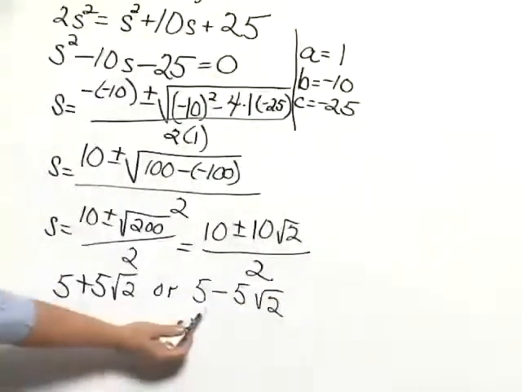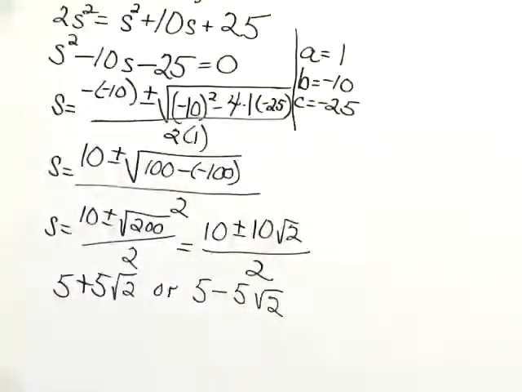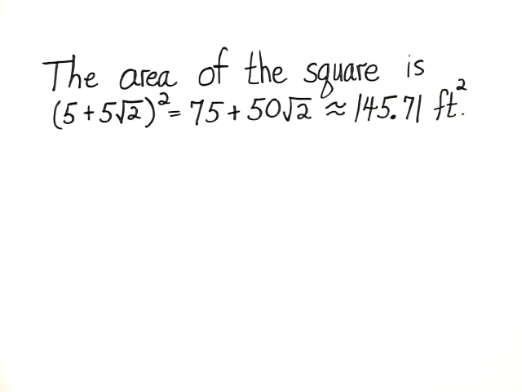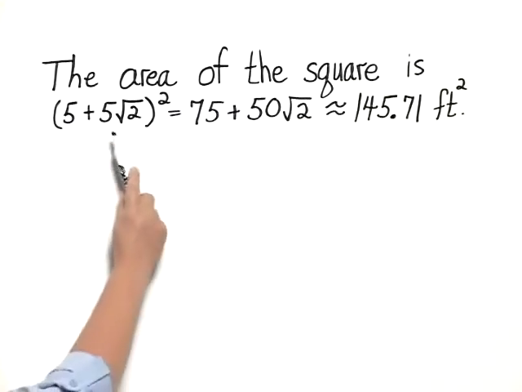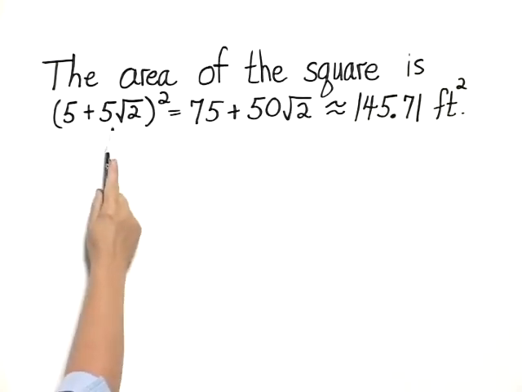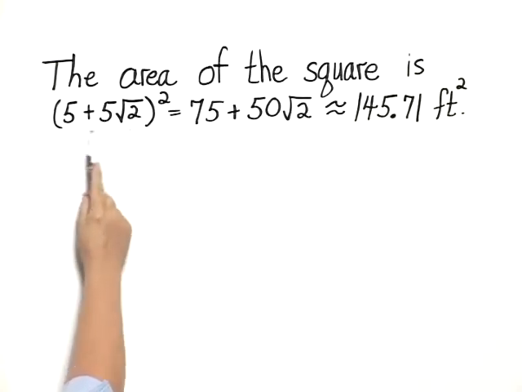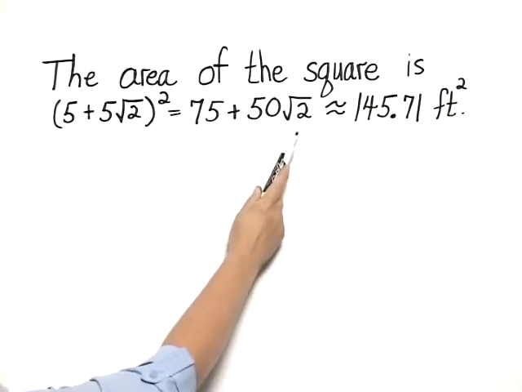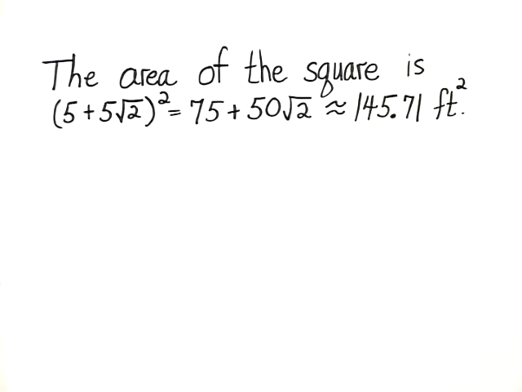Now it turns out that 5 minus 5 times the square root of 2 is a negative number, and in this case we can't have a negative side of a square. So 5 plus 5 times the square root of 2 will be the side of the square. We're asked to find the area of the square, so we can state the area of the square is the side squared, which is (5 plus 5 times the square root of 2) squared. If we multiply this out, we get 75 plus 50 times the square root of 2. And approximating, that would be 145.71 square feet.